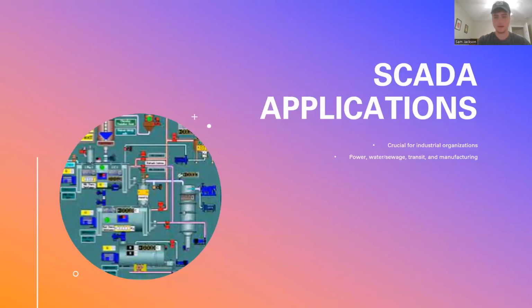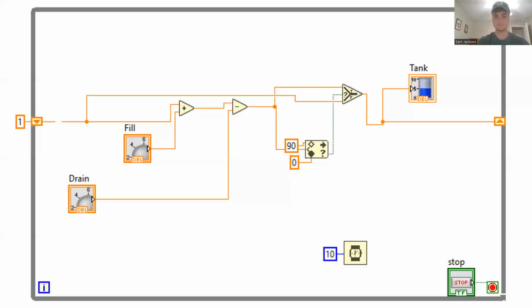So here's some SCADA applications that I found. It's super crucial for any industrial organizations, but specifically power, water, sewage, transit, and any kind of manufacturing. The SCADA system that we decided to go with was water, and our inspiration was a pumping station, but it can also be used for filtration plants, obviously pumping stations, and then any distribution networks in the water industry.